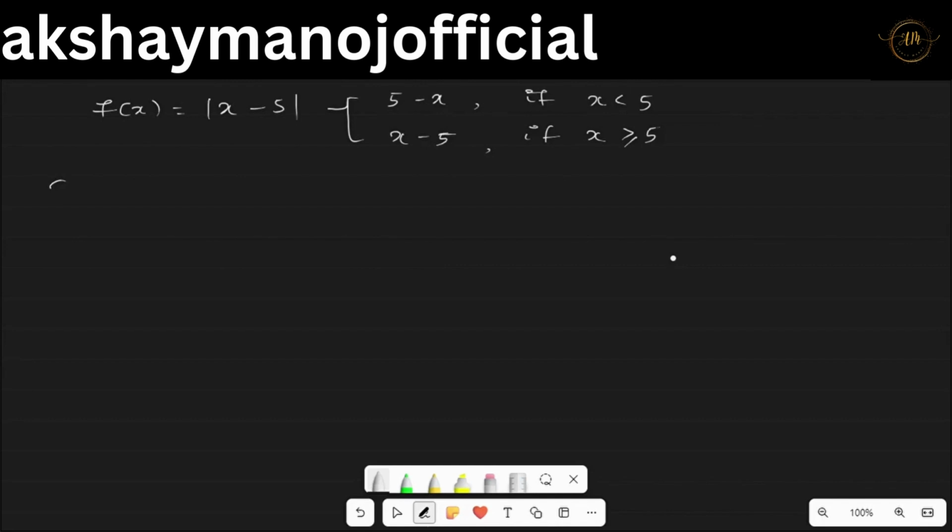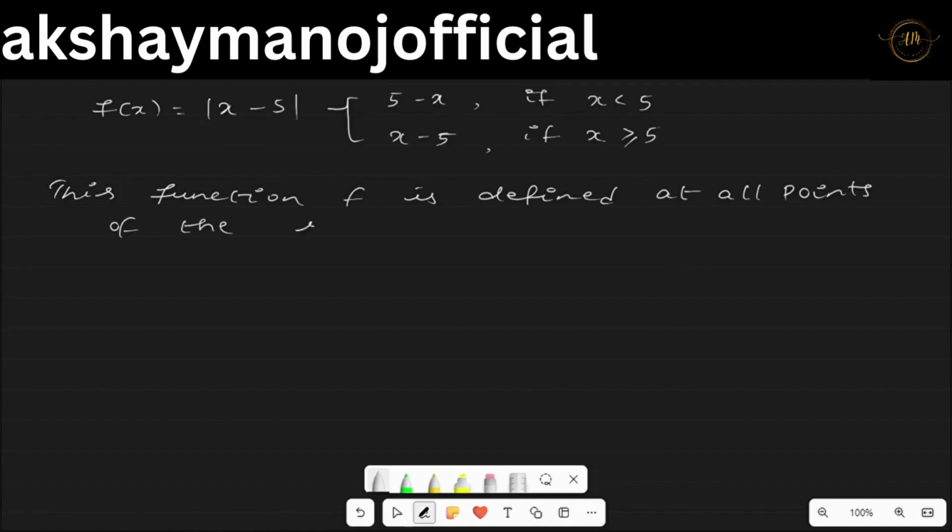So this function f is defined at all the points of the real line. Is it actually defined? So this we are considering as an assumption. Then we will prove whether it is defined or not.